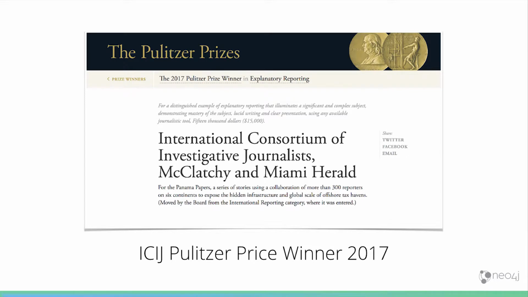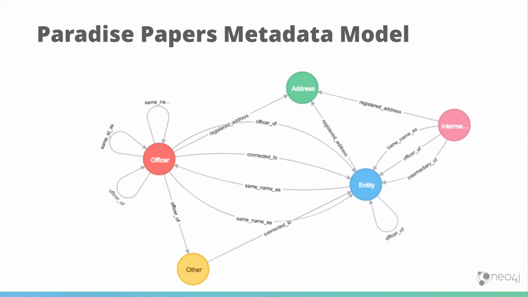They won the Pulitzer Prize out of this. So that was a pretty big deal, right? As investigative journalists, the ICIJ itself got the biggest journalism prize back in 2017. And this is what their core data model looks like. It's really simple. As I mentioned earlier, graphs are really great at creating an environment where you can model in a very simple way the structure of your data or the interrelationships of your data.